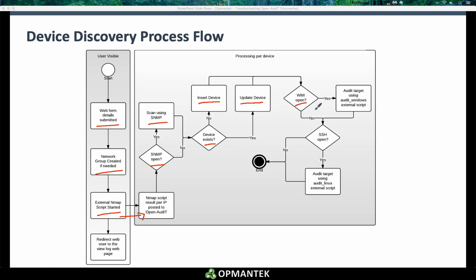If WMI is open and we determine that the device is a Windows type device, then we'll start deploying a script. If the Open-AudIT server is a Windows server, we'll run the script remotely from the Windows server against that remote target. If Open-AudIT is running on a Linux server, we'll copy that audit Windows script, which is a VB script, to that Windows machine and then run it remotely.